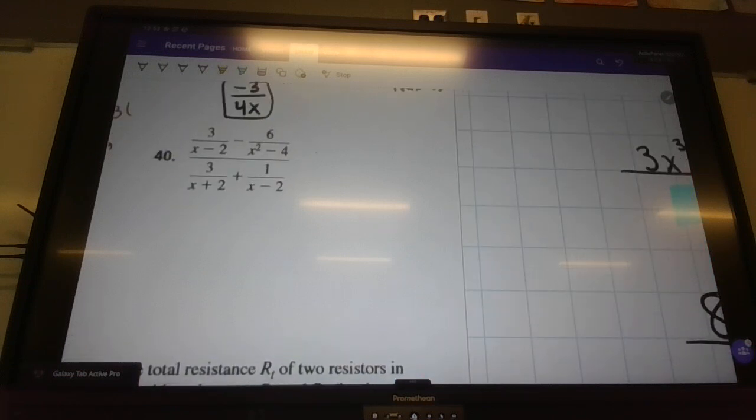Number 40. You got the top, we'll call that the yellow part. Work that out. You got the bottom, we'll call it the blue part. Work that out, and then we'll look at it all together.